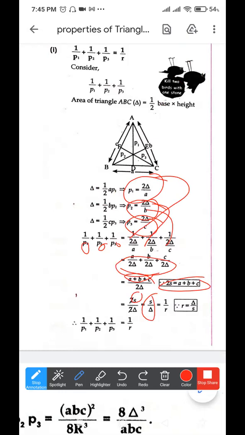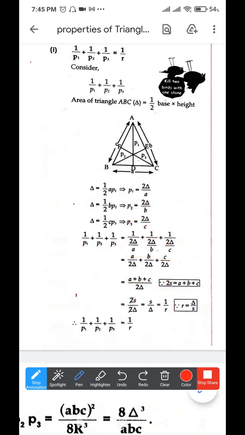S by delta. r is equal to delta by s. Okay, then it will become 1 by r. So this first part has been solved. The only thing you have to remember is these formulas and substitutions. Okay, next part. We have to prove this one.